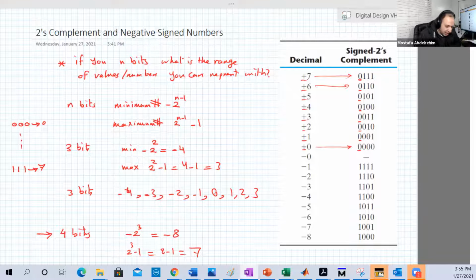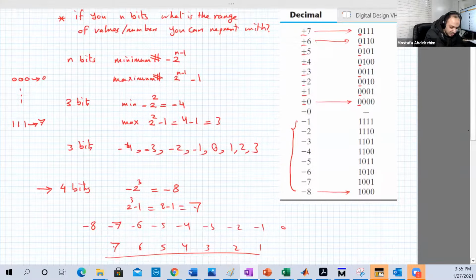Okay, here are the negative numbers. This is -8. How can we get this? Basically, 8 is 1, 0, 0, 0. To get the 2's complement, we invert, or flip, each bit, and we add 1: 0, carry 1, 0, carry 1, 0, carry 1. Then we get 1, 0, 0, 0. Okay, and here is -7 until we reach -1.